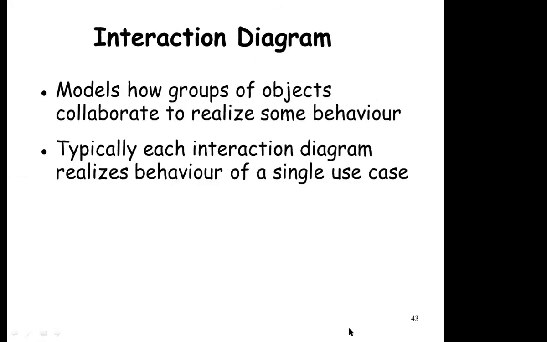Now use the arrow. Then the interaction diagram. An interaction diagram shows how the objects in a model that we have generated collaborate, how groups of objects interact with each other. So there are two diagrams of interaction. We will be doing those diagrams.